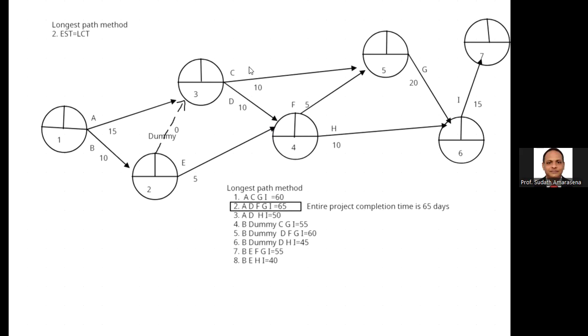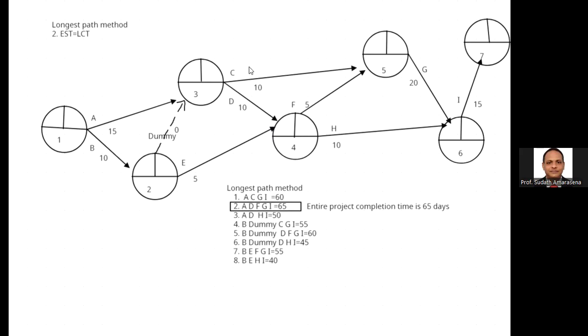Before going to the second method, let me know that you understood how I apply the longest path method to find the critical path. Is it clear? Please let me know that you get the correct idea how to find the critical path based on the longest path method. Still, I didn't get any feedback. Okay, right. Now I got it.